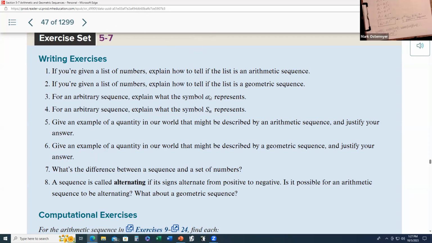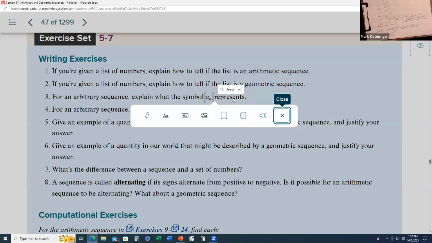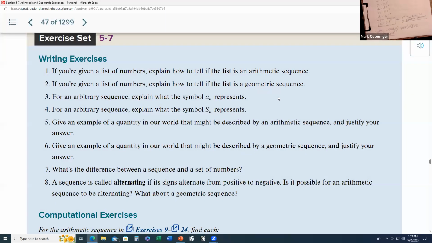What does a sub n represent in any sequence? What does that notation represent, a sub n? One of the terms. Yeah, it represents the nth term of that sequence. What does s sub n represent for any sequence? The sum of the first n terms of the sequence. Okay, good.